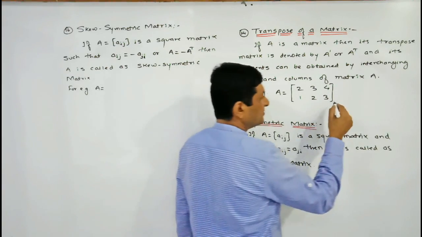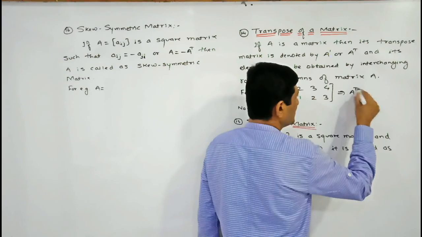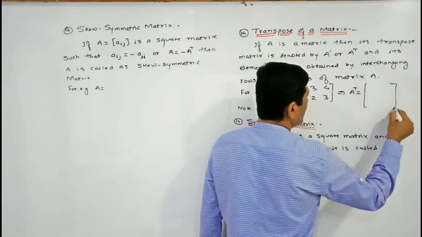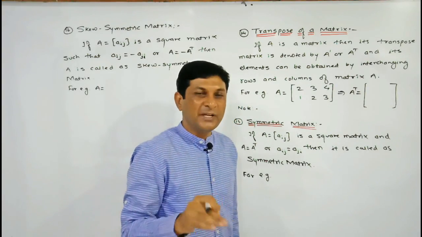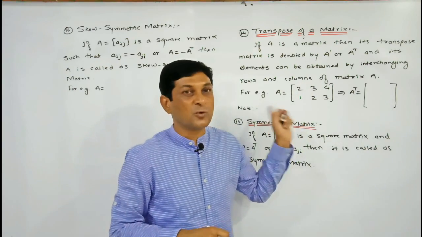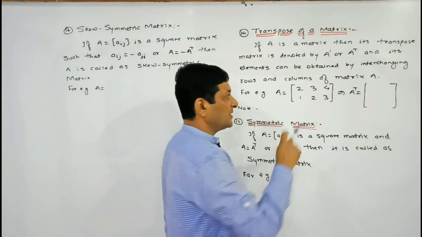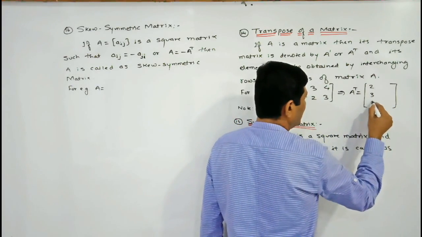Now the transpose of this matrix is denoted by A raised to power T, or simply by A dash. To obtain the elements of this A transpose, we have to interchange the elements of the given matrix, meaning interchange rows into columns, or we can say interchange columns into rows. So let us convert this first row into first column, 2 3 4.